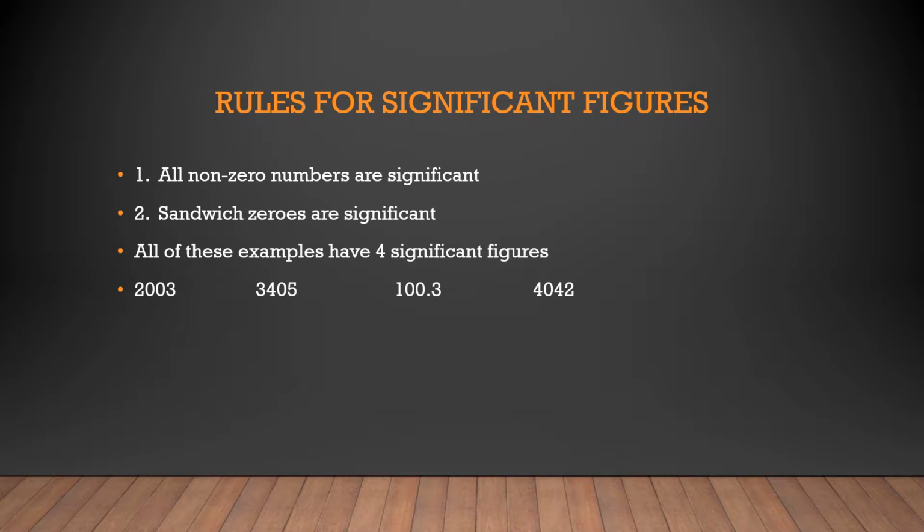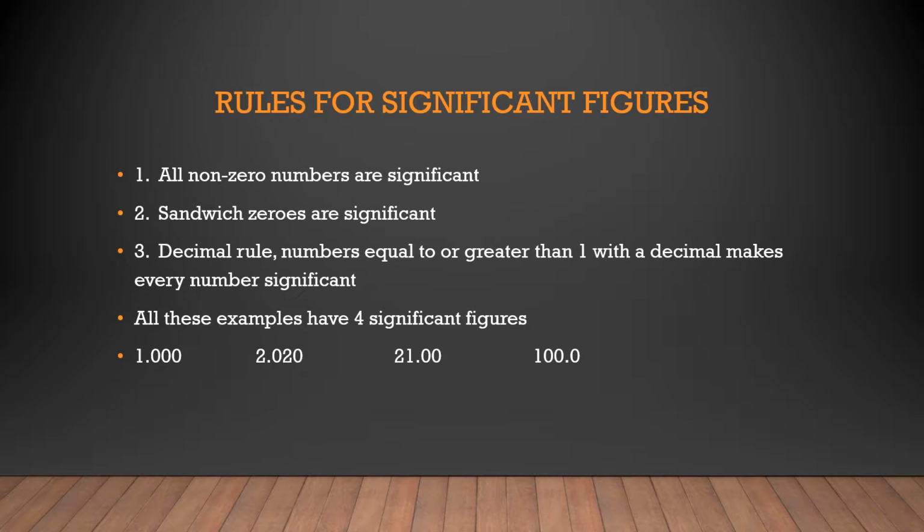The second rule is that sandwich zeros are significant. A sandwich zero is just a zero in between 2 non-zero numbers. So here, for example, we have 2003. Those 2 zeros are significant. They are significant to our measurement because of that 3 on the end. 3405, same deal. 100.3 and 4042. All of those work on the same basis of those zeros being sandwiched between non-zero numbers, so they are significant to our value.